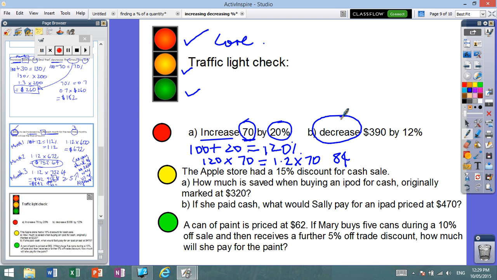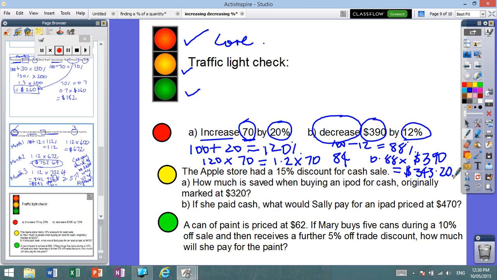And then we've got our decrease. So we're minusing from 100 by 12%. So we're looking for 88% of $390. So 0.88 times 390 gives us, hopefully you got, $343.20.